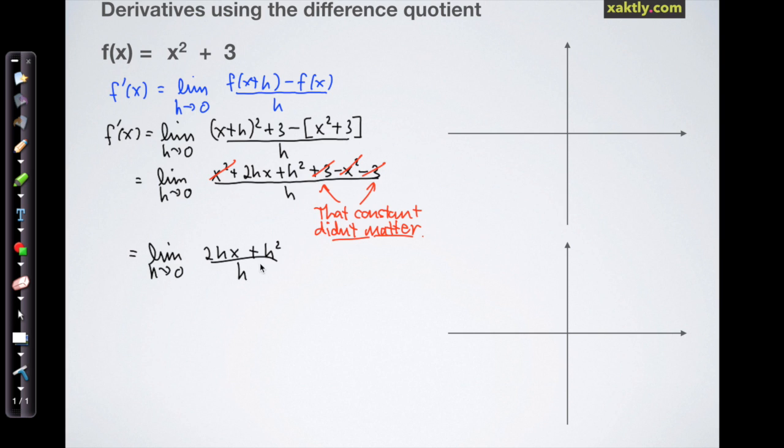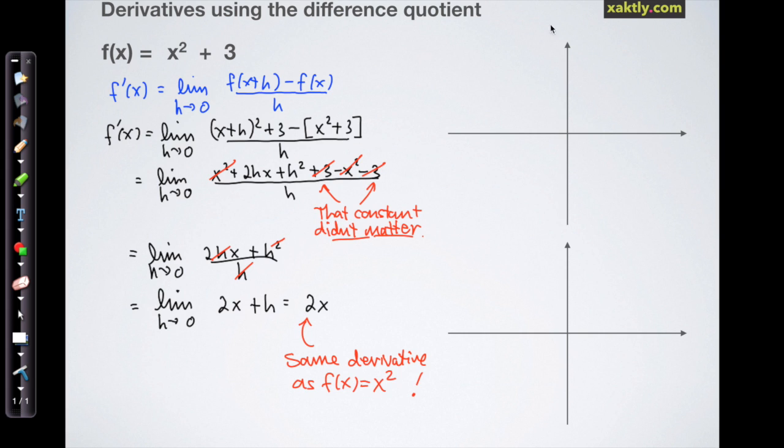And we notice that every element of that has an h in it, so we can knock some of those h's out. Number divided by itself is 1. And so we end up with the limit of 2x plus h, just like we did in the last example, and as h goes to 0, that's just 2x. So this is really the same derivative as f of x equals x squared, so you see that that constant doesn't matter. So let's graph these and see if we can figure out why that is.